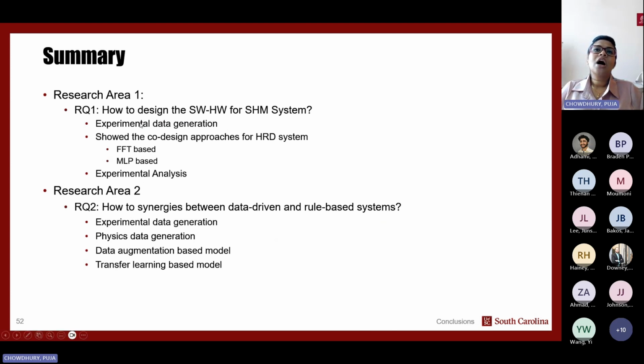we answer how to design hardware and software for structural health monitoring. We did experimental data generation, showed the co-design approaches for hardware and software for FFT and MLP, and analyzed the results. In research area 2, we gave the answer on how to synergize between data-driven and rule-based systems, did the experimental data generation, and also physics data generation. Two approaches: first, the data augmentation-based model, then the transfer learning-based model.